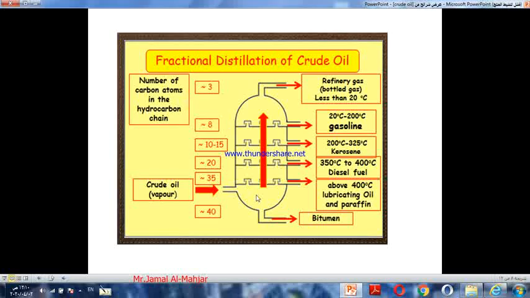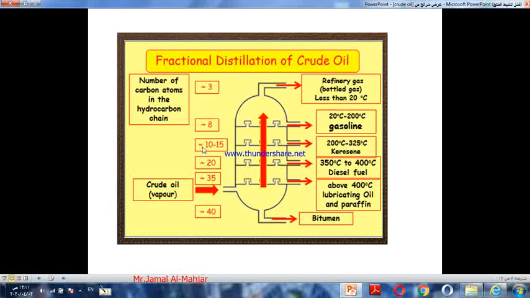In this process, the fractions that contain 1, 2, 3 to 4 carbon atoms can be received from the top of this column as gases. You call them refinery gases or bottled gas. Their boiling point is less than 20 degrees Celsius. But the compounds that have around 8 carbon atoms, such as gasoline or what we call petrol, have a boiling point between 20 degrees Celsius and 200 degrees Celsius.